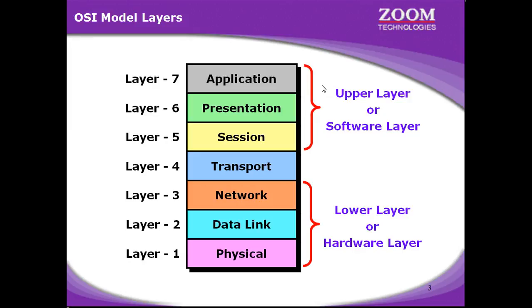So here it contains the 7 layers: physical layer, data link layer, network layer, transport layer, session, presentation and application layer. You can see in that PowerPoint presentation the upper 3 layers are called the software layers and the lower 3 layers are called the hardware layers, and the middle layer is called the heart of the OSI.